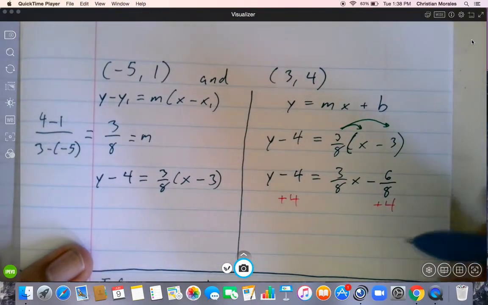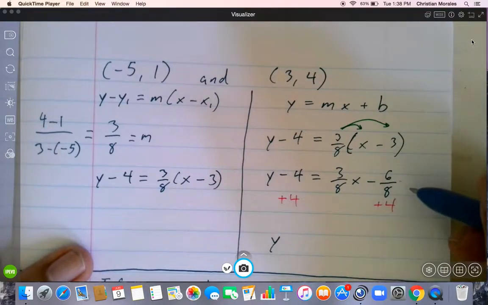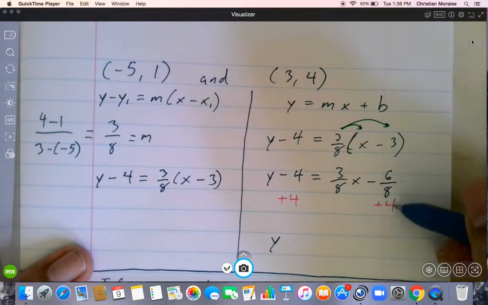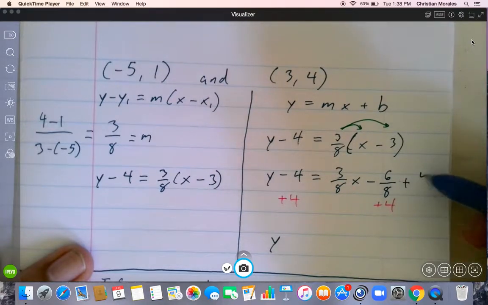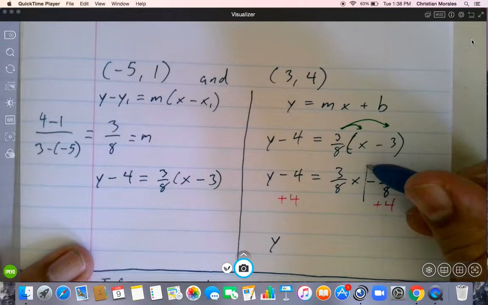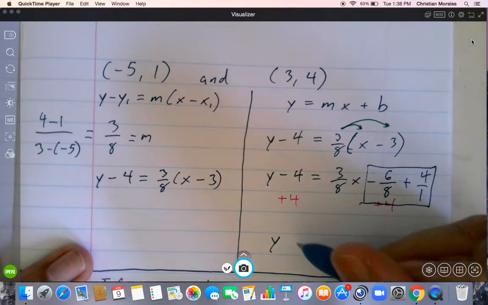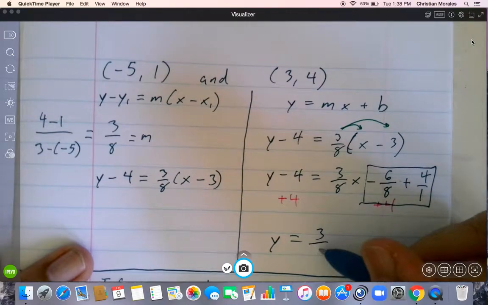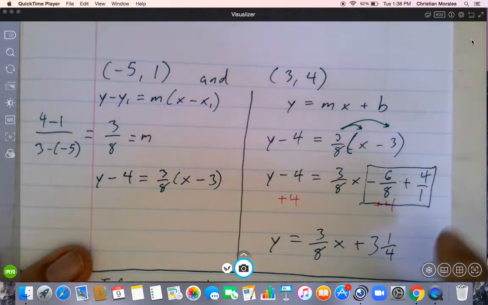Now, this is where you have to be careful. You could probably use a calculator actually. Negative 6/8 plus 4. If we're going to add 4 to this, you should probably turn this into a fraction, so 4 over 1, something like this. And then add this up, and you'll get your b, or your y-intercept. It's going to look something like this. That would be your answer.